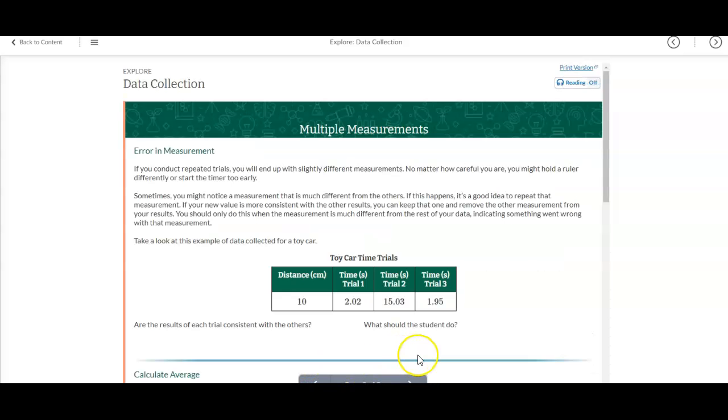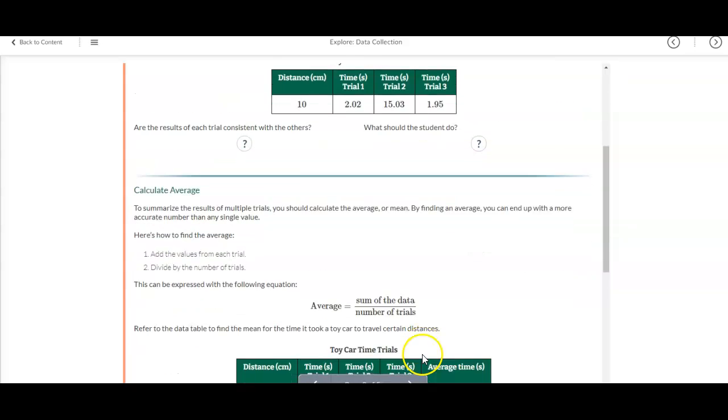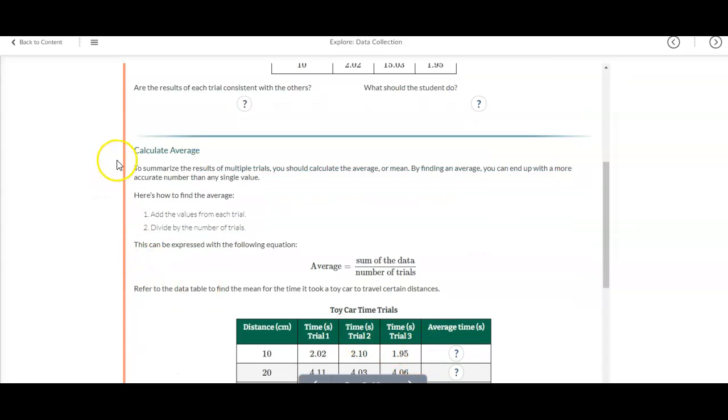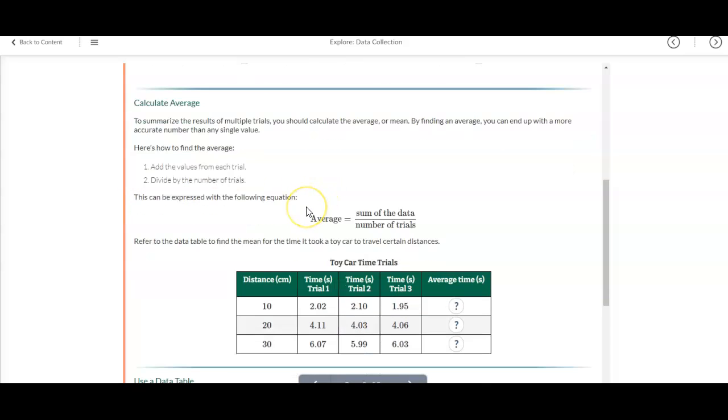Let me go back. I want to make sure that we did not get everything on that page. So when you calculate an average, you summarize the results of multiple trials, and you will have to calculate an average or a mean. An average simply means adding up all the numbers to get one number that represents the most. So by finding an average, you can end up with a more accurate number than any single value.